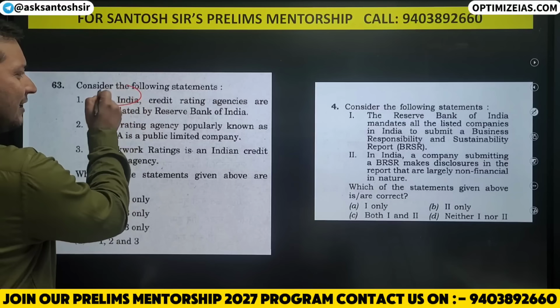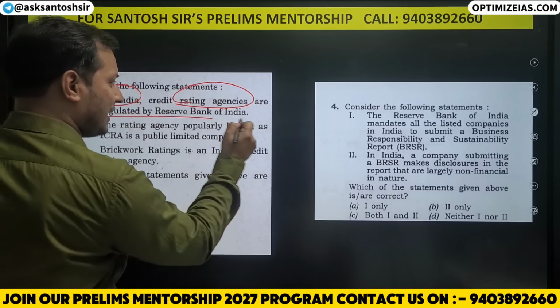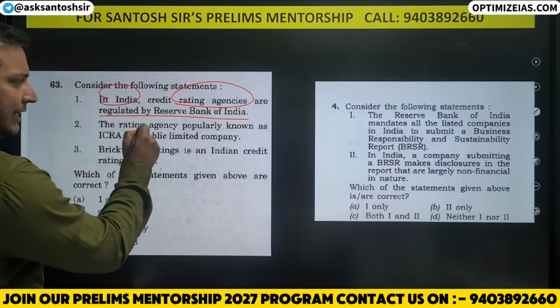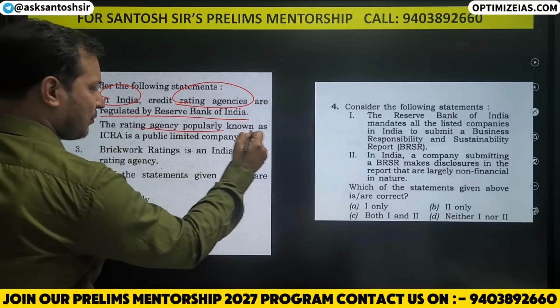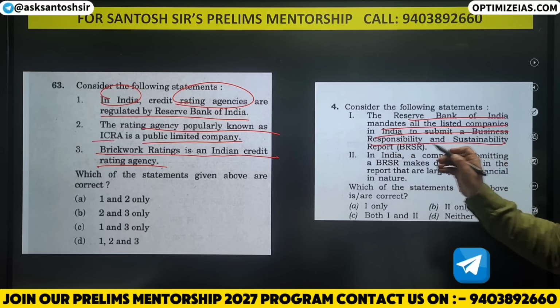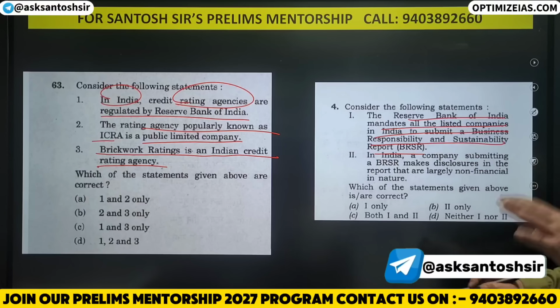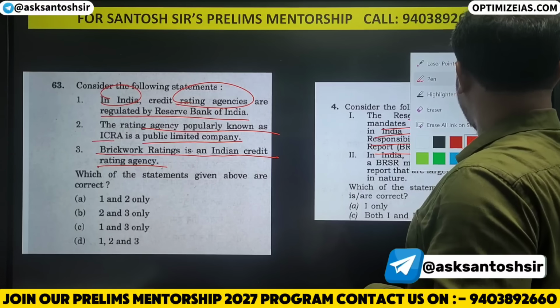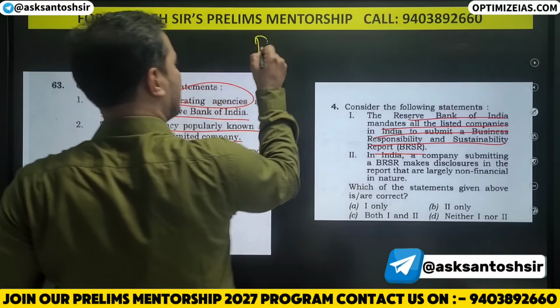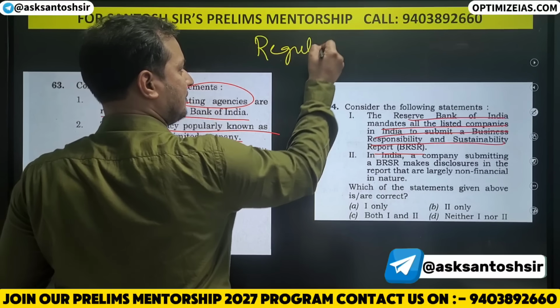Consider the following. In India, credit rating agencies are regulated by RBI. The rating agency popularly known as ICRA is a public limited company. Brickwork Ratings is an Indian credit rating agency. Now read this question. The Reserve Bank of India mandates all listed companies to submit a business responsibility and sustainability report. So guys, what are they talking about? They are talking about the first sentence in both. They are talking about the regulatory body. Please note down.